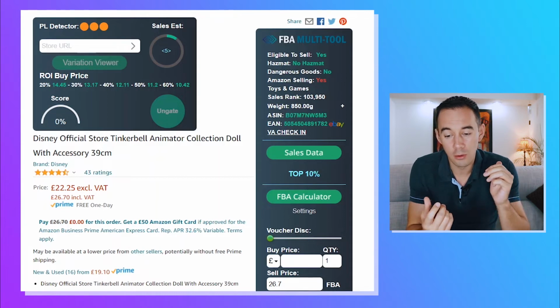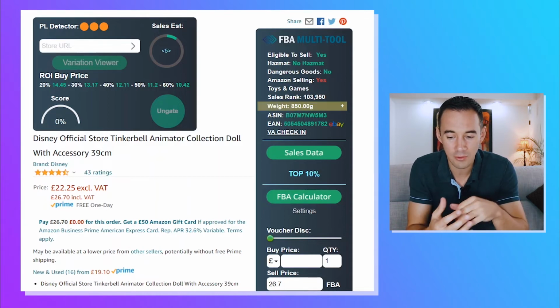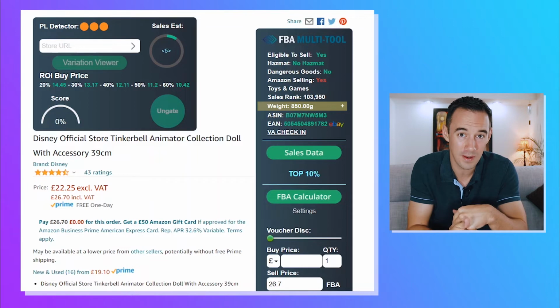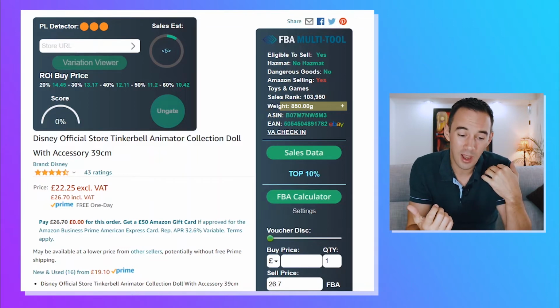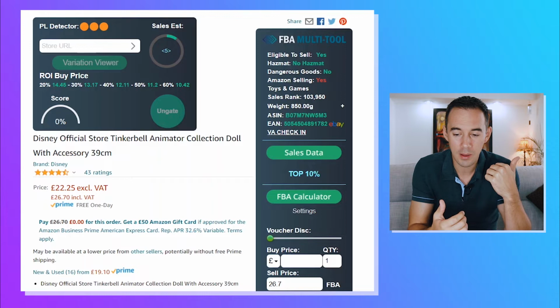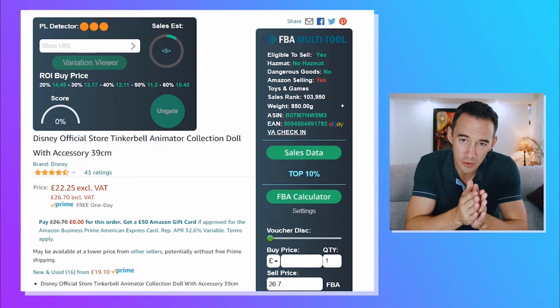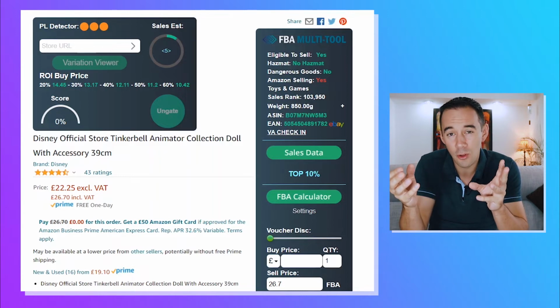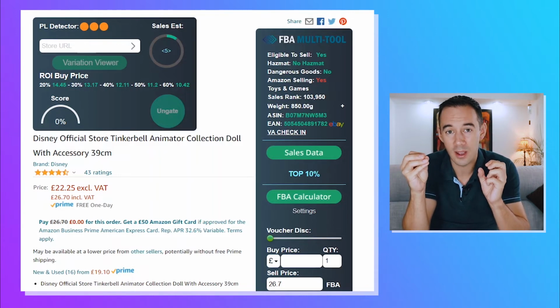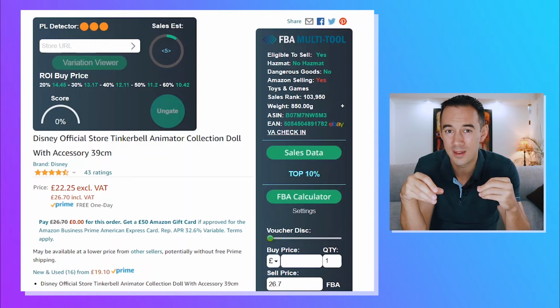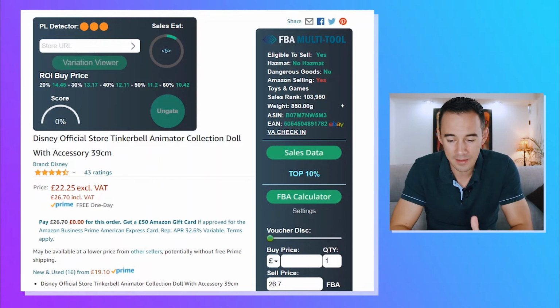So now I might move down and look at the size of the product. Well, I can see straight away that the weight is 850 grams. So it's not the lightest product in the world, nearly a kilogram. So I've got to think about that in my shipping costs and maybe my profit. It's not a super small item, but it's not too heavy. It's not going to be the largest thing. I could probably get about 16 of these, 20 of these in a box, no problem. So let's move down now.